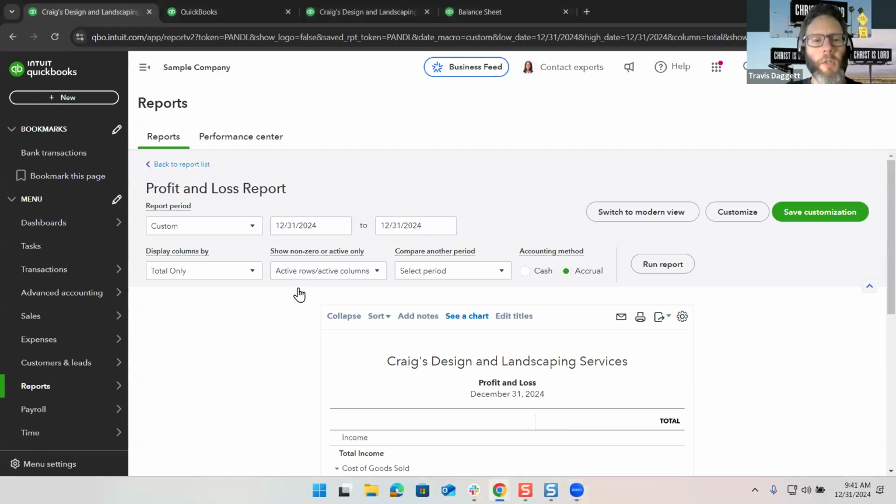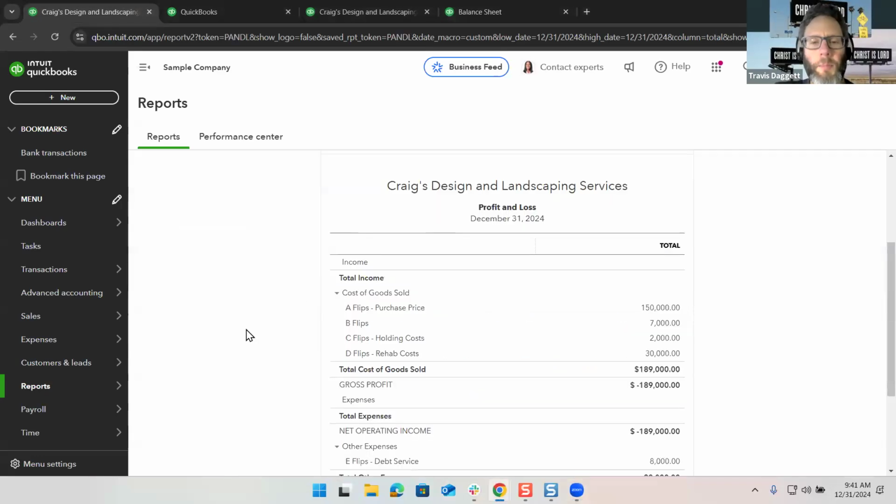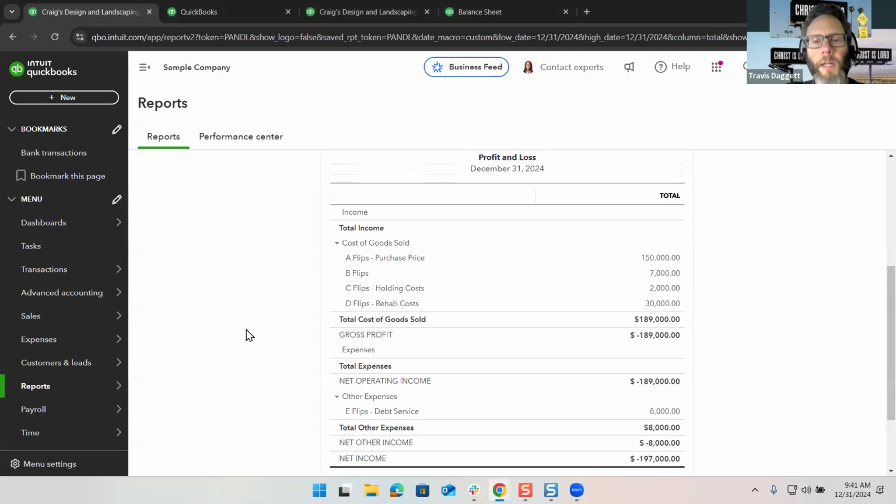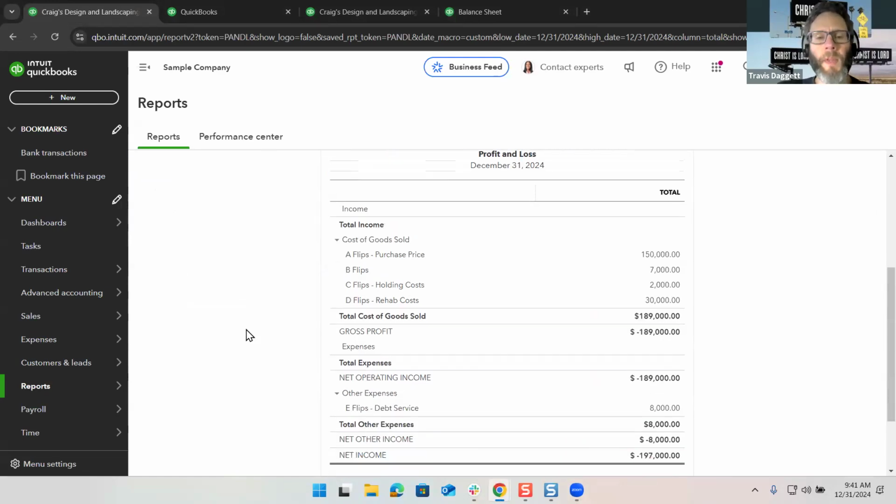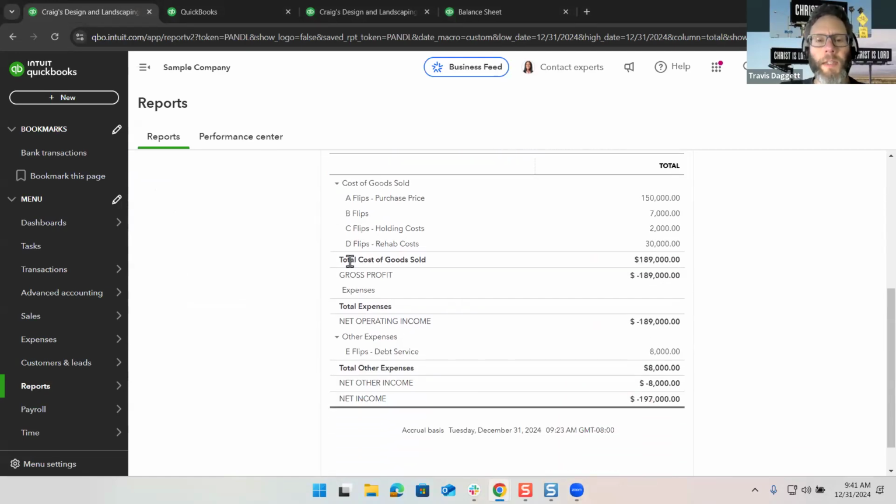So say that we're tracking our flips on the P&L, profit and loss, the income statement, and we're looking at them. They're booked under cost of goods sold. So we have our purchase price, buying costs and holding costs and rehab costs. And then we have our debt service down here.